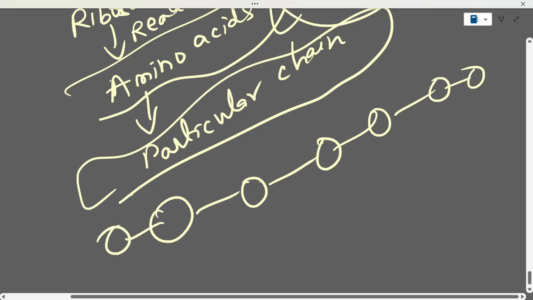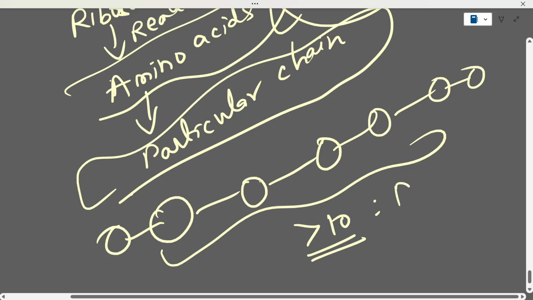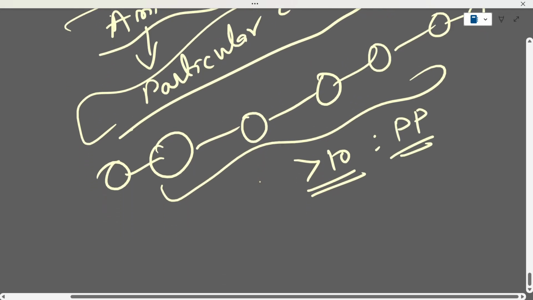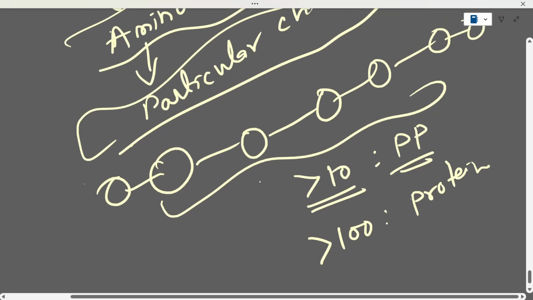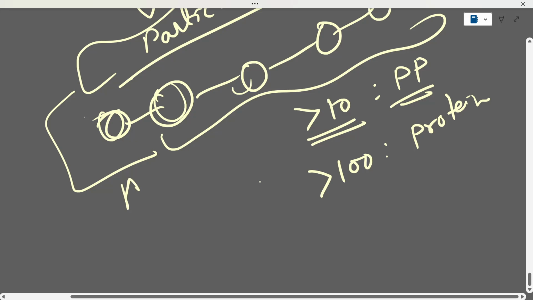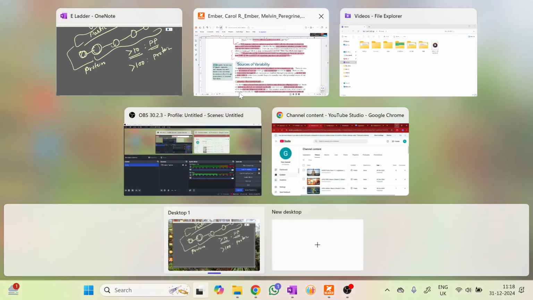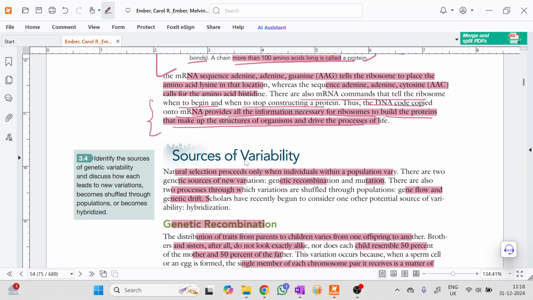peptide bonds, and when this chain is more than 10 nodes long, it is known as a polypeptide chain, and when this chain is more than 100 bonds long, it is known as a protein. So when such 100 nodes are formed, a protein is formed, which is directed by mRNA. This is the basics of protein synthesis.